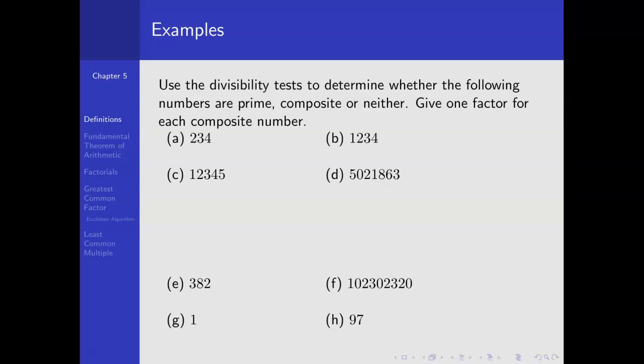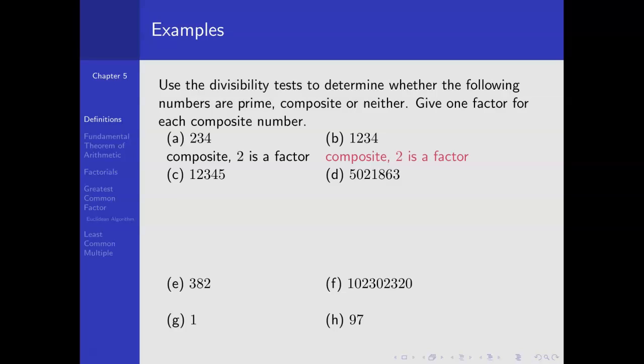All right, we're going to use the divisibility test, which we have talked about and worked with, to determine whether the following numbers are prime, composite, or neither. And if it's a composite, we're going to give a factor. So 234 is divisible by 2, so it has a factor of 2, so that is composite. 1234 is also divisible by 2. We know that from that last digit. 2 is a factor. There are other factors, but all we care about is one of them, so it's composite.